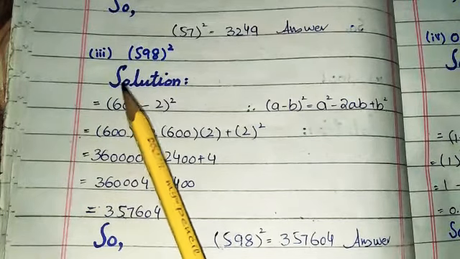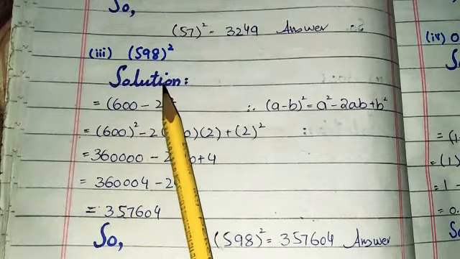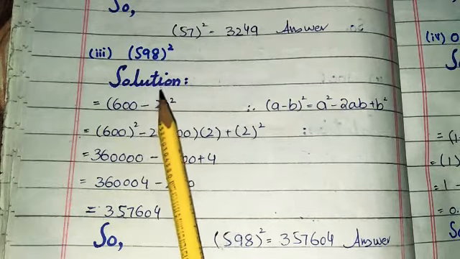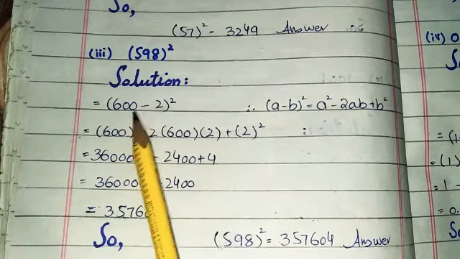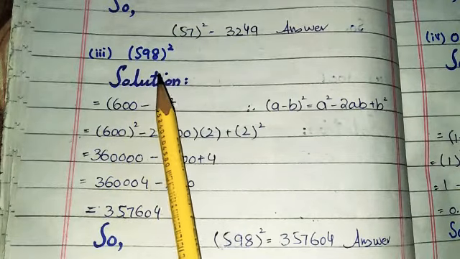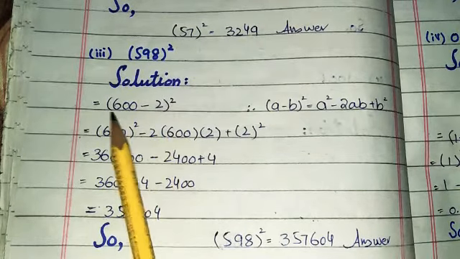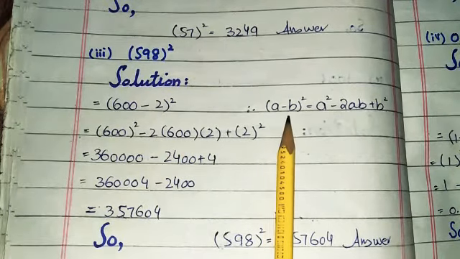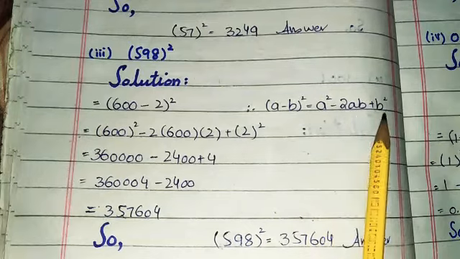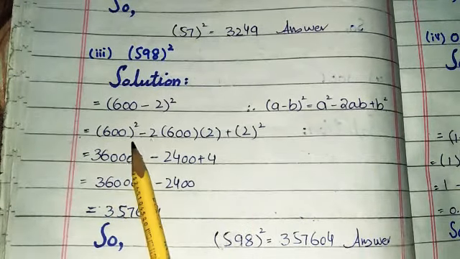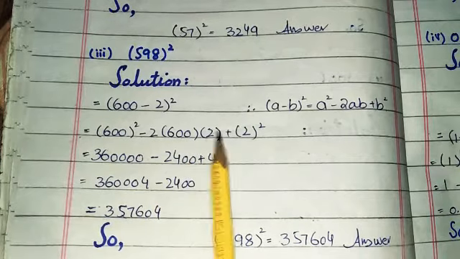Here we have our third part, 598 whole square. We will break down 598 into two numbers such that after subtraction we get 598. The numbers are 600 and 2. When we subtract 2 from 600 we get 598. They already gave us the square. Then we have the values having a negative sign and a whole square. We will use the formula (a minus b) whole square is equal to a square minus 2ab plus b square. So we will write square of 600, square of 2, then minus 2 of the formula 600 into 2.